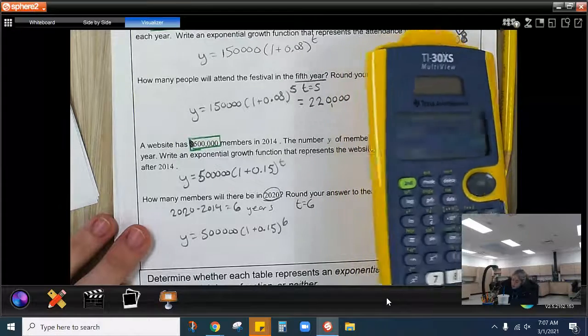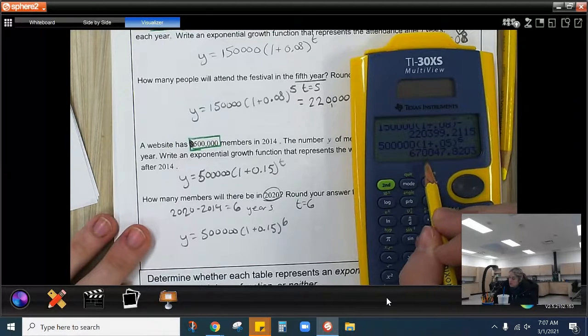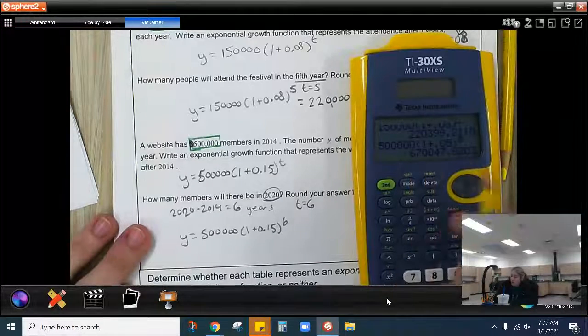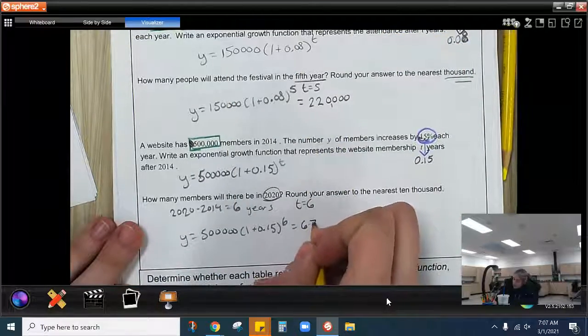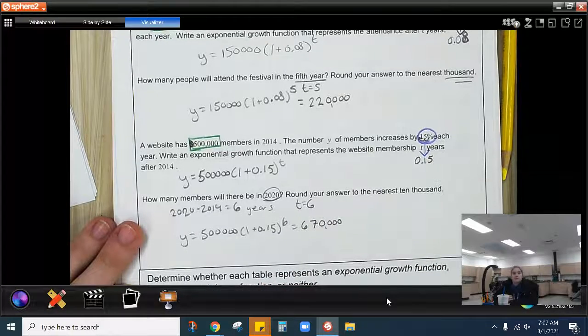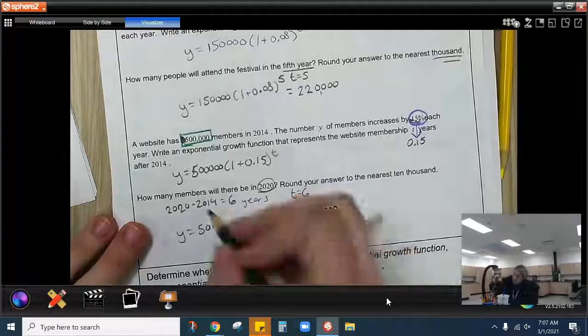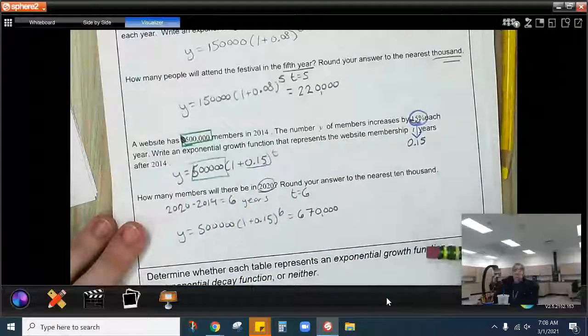And we said to round to the nearest 10,000. All right, so that would be right here, right? Because that's ones, tens, hundreds, thousands, 10,000s, 100,000. So 670,000. I will try and color code these because I was not doing very well at that.